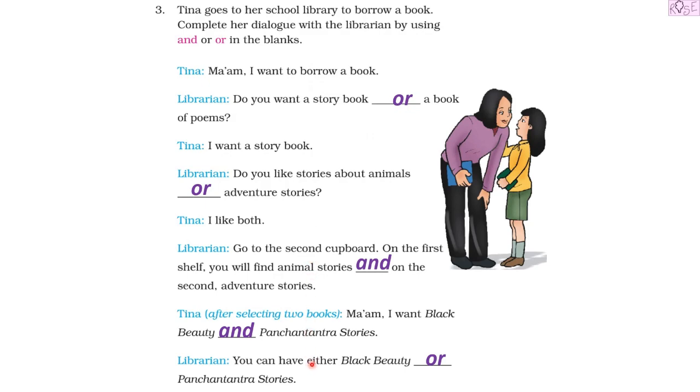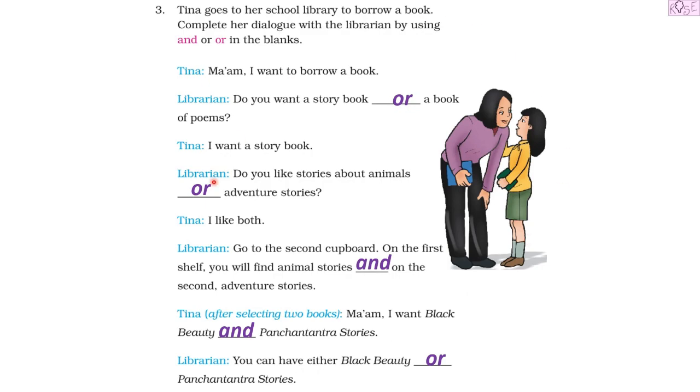Let's read the whole conversation again as we have filled all the blanks correctly. Tina, ma'am, I want to borrow a book. Librarian, do you want a storybook or a book of poems? Tina, I want a storybook. Librarian, do you like stories about animals or adventure stories? Tina, I like both. Librarian says, go to the second cupboard. On the first shelf, you will find animal stories and on the second, adventure stories. Tina, after selecting two books, ma'am, I want Black Beauty and Panchtantra stories. Librarian, you can have either Black Beauty or Panchtantra stories.